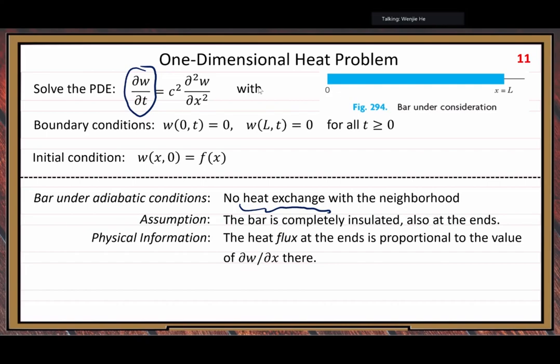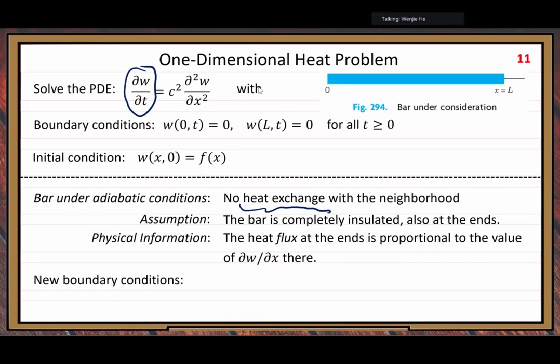Later, we will solve this problem. The solution looks like the derivative at the ends equal to 0. But the value at the ends is not equal to 0. So this is our physical law, and we need to think about it.